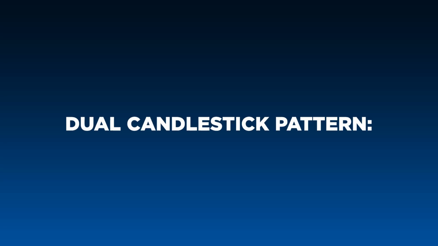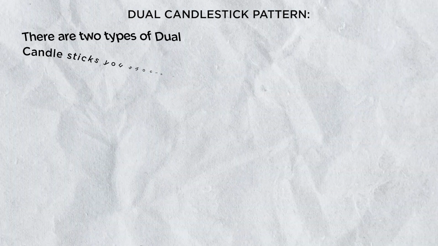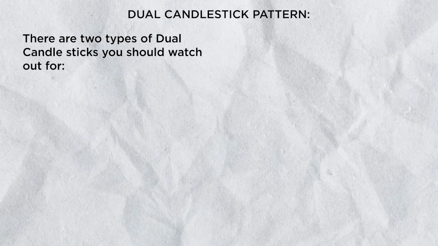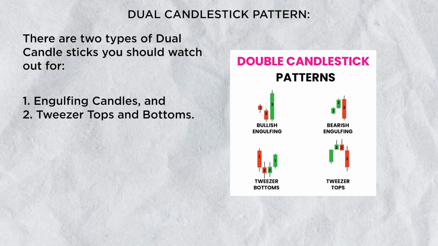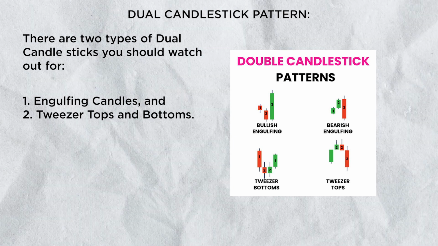Let us look at the double or dual candlestick pattern. There are 2 types of dual candlesticks you should watch out for: 1. Engulfing candles and 2. Tweezer tops and bottoms.